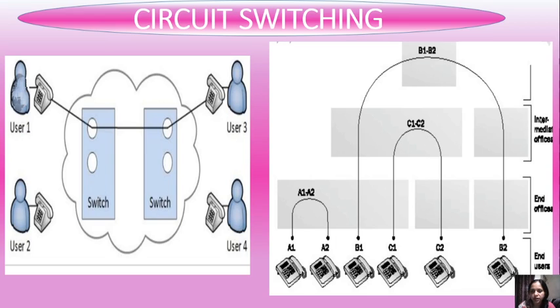In the other image, on the right side, you can see A1, A2. A1 is directly connected with A2. B1 is also directly connected with B2. C1 is also directly connected with C2. So these are the examples of the circuit switching technique. Generally it is used in the landline telephone network.